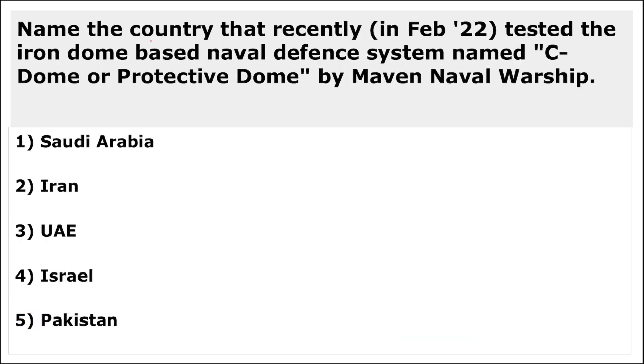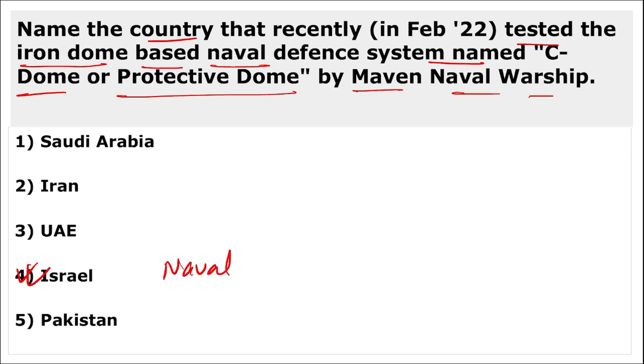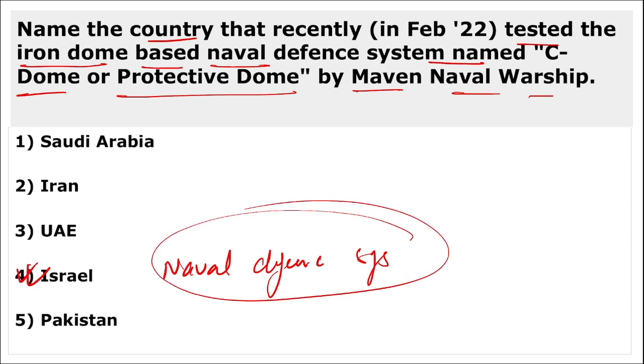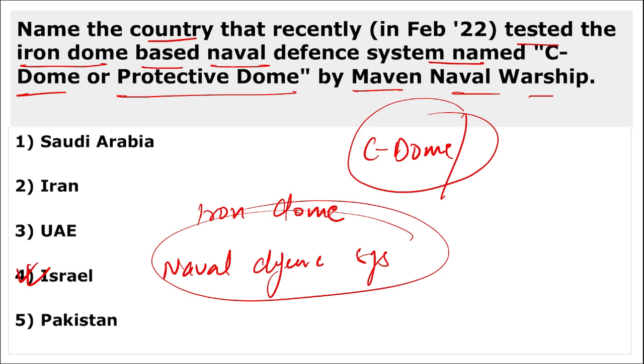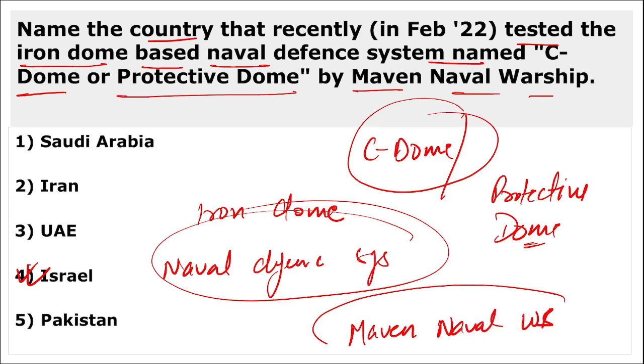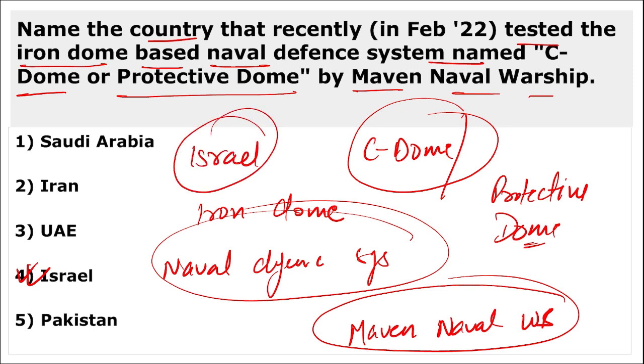Next, name the country that recently tested the Iron Dome based naval defense system named Sea Dome or Protective Dome on the Maven Naval Warship. It will be Israel. I repeat, all right, it tested the Iron Dome naval defense system named Sea Dome, also known as Protective Dome. And the warship that tested this Sea Dome or Protective Dome was the Maven Naval Warship. The country that tested it is Israel. Alright, if you remember, Israel is also the country that is planning to make 150 villages of excellence in India.